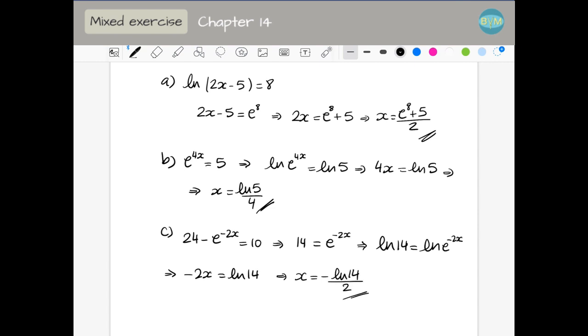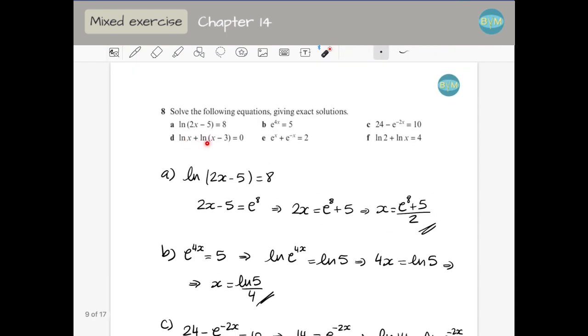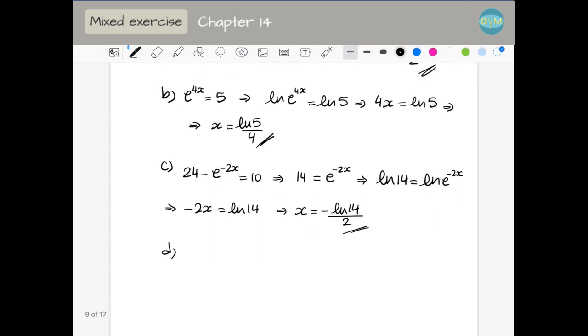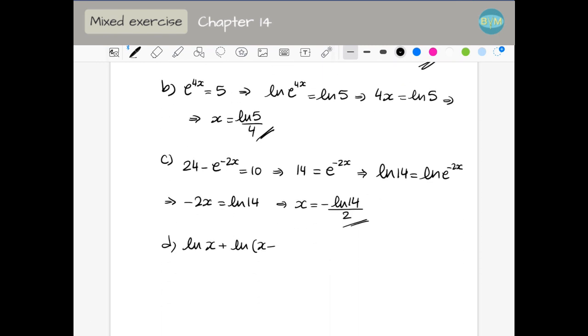Next one, d, is ln x plus ln(x - 3) equals 0. We can use the properties of the logs. Remember, every time I have logs in one equation, I want to have only one log together equal to a number. So I'm going to use properties of the logs to put those together. It's an addition, so I can just multiply.